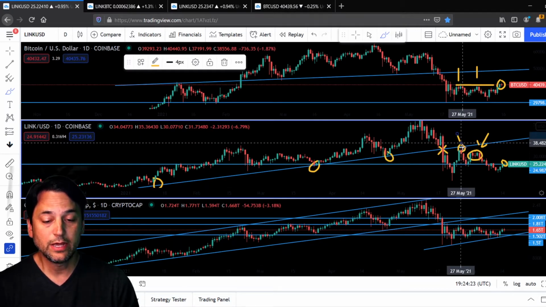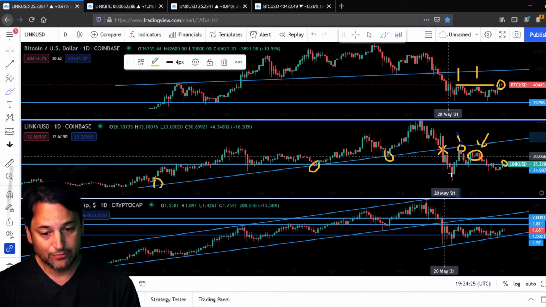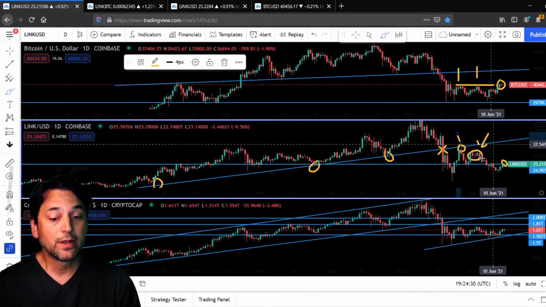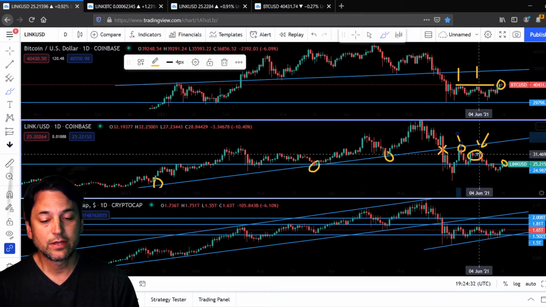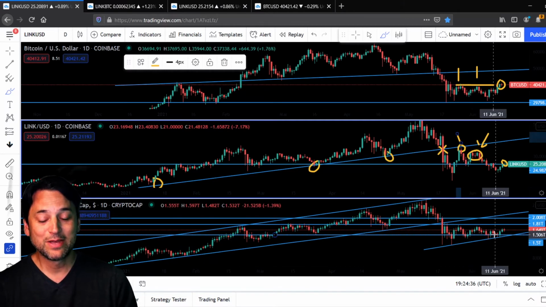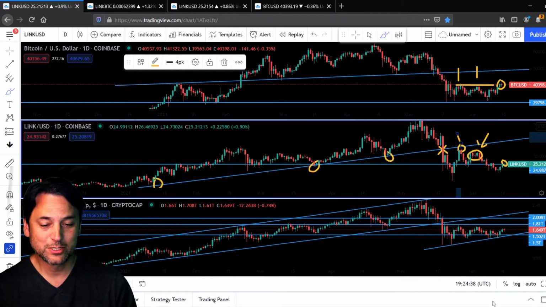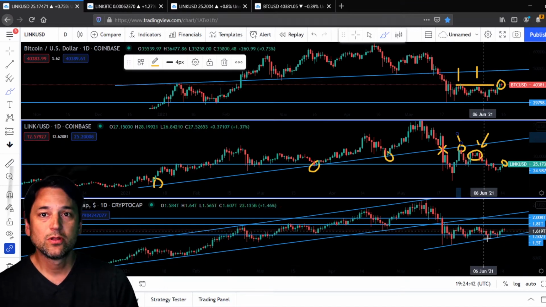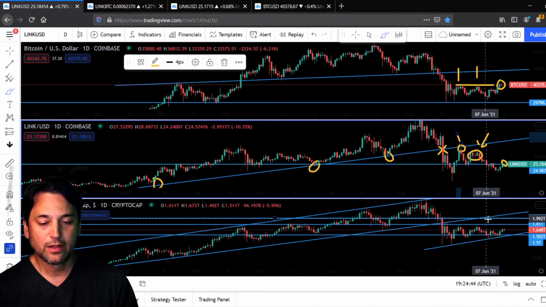Chainlink was strong here, during and after the break, the crash, and the rebound. Chainlink was strong. Now Bitcoin is stronger. This is where things changed, and so I'm getting to the big overall point here, which is, let's look at the same time period for the total crypto market cap. Okay, this area here.